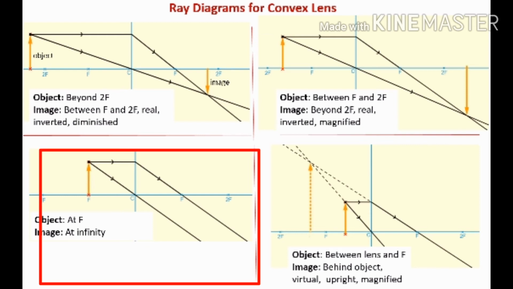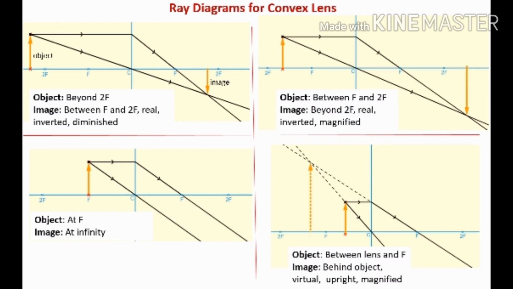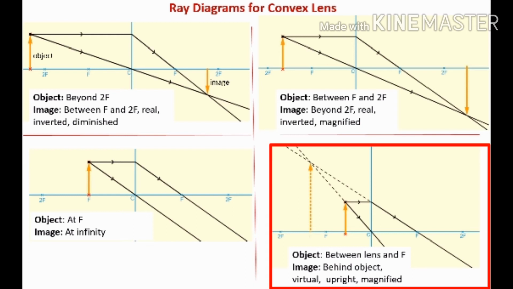If we keep the object at the focus f1, we will get the image at infinity. The size of the image is very large. It is real and inverted. If we keep the object between f1 and O, on the same side of the lens as that of the object, we will get a very large size image and it is virtual and erect.